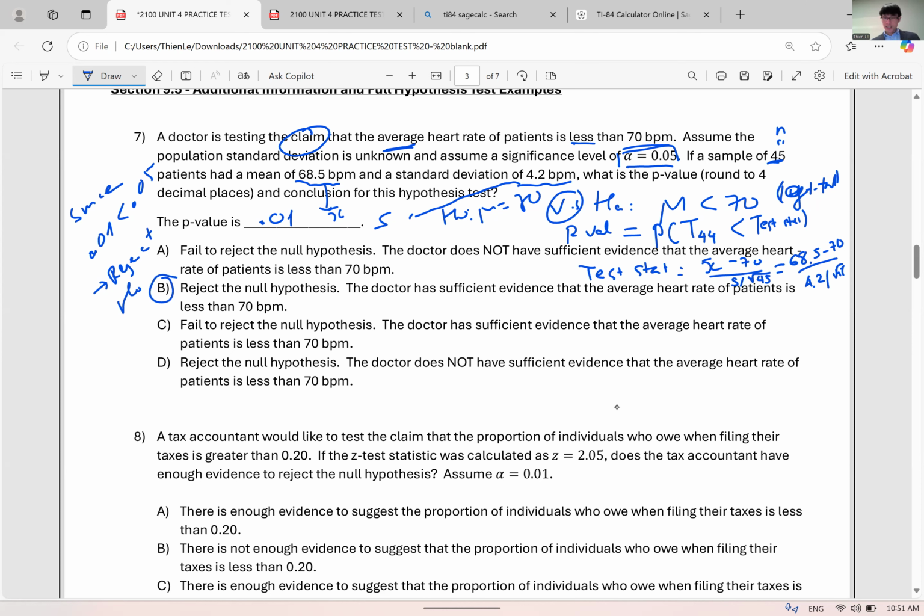Let's look at C, wrong. D, what does it say? The doctor does not have sufficient evidence. No. He rejects the null, which means he has sufficient evidence to support his HA.